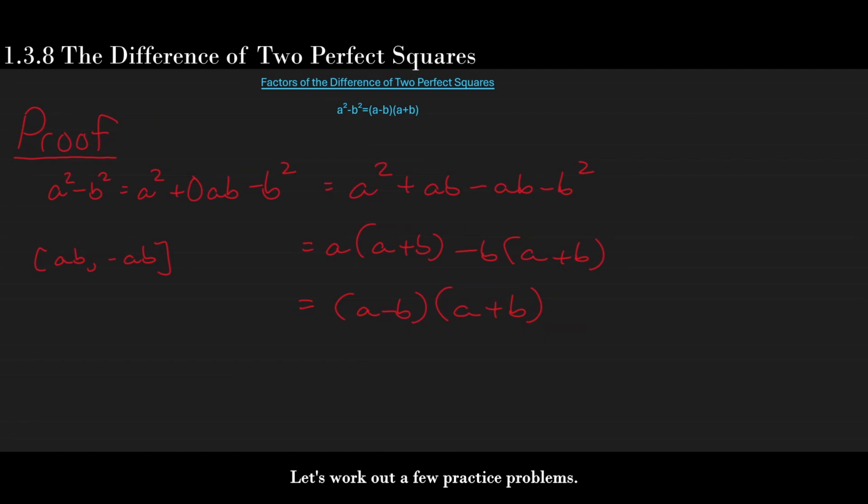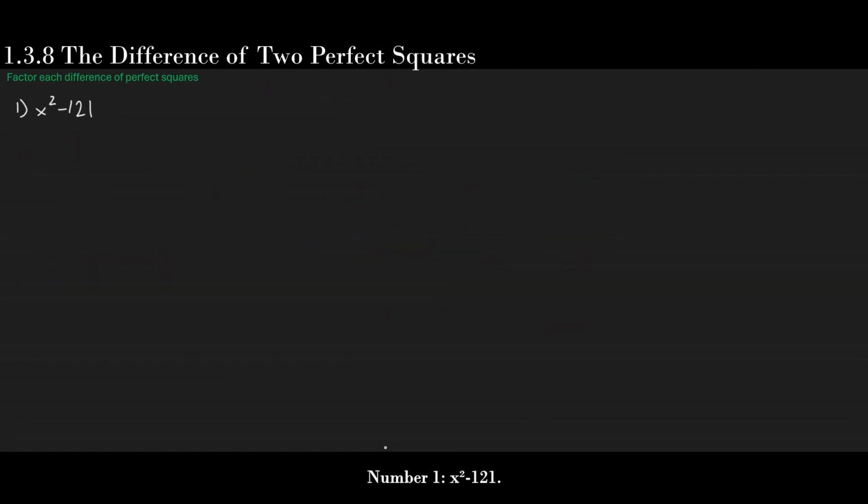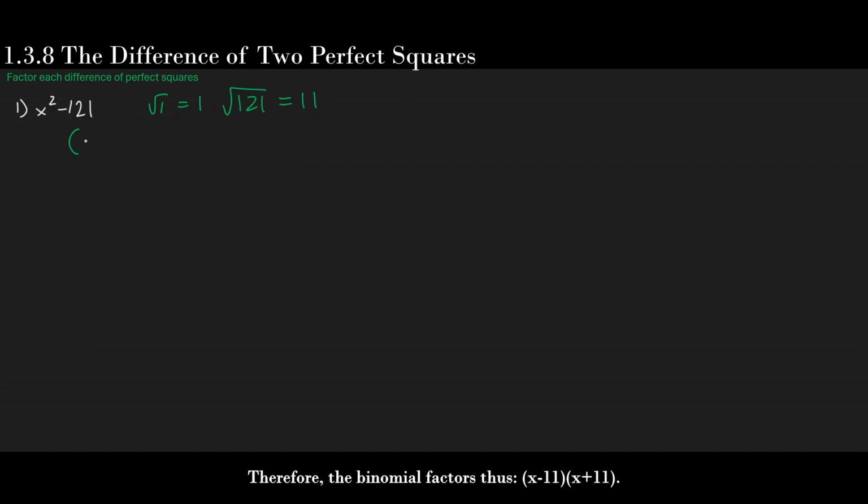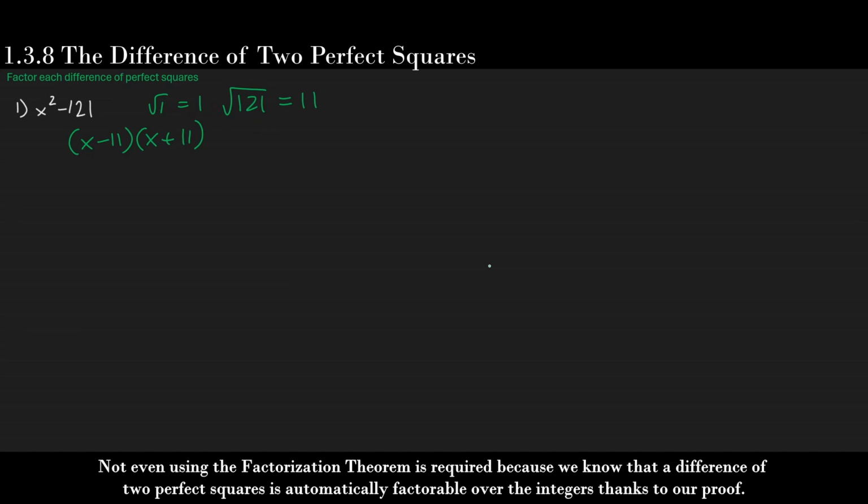Let's work out a few practice problems. Number 1, x² minus 121. We know this is a difference of two perfect squares because the square root of x² equals x and the square root of 121 equals 11. Therefore, the binomial factors like thus: x minus 11 times x plus 11. It's as simple as that. No trial and error factoring, no grouping, not even using the factorization theorem is required because we know that a difference of two perfect squares is automatically factorable over the integers thanks to our proof.